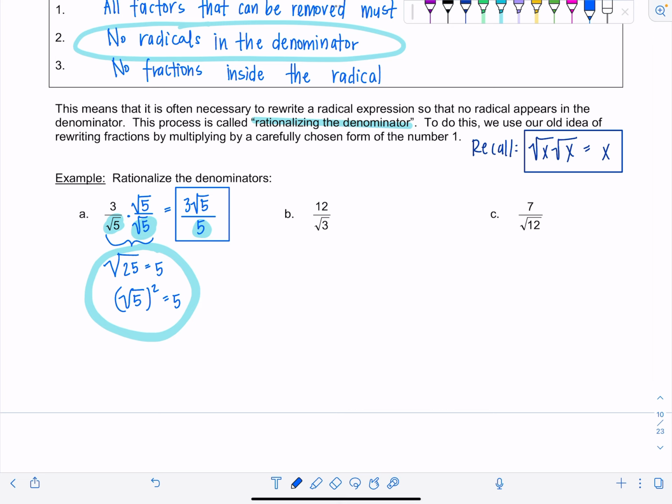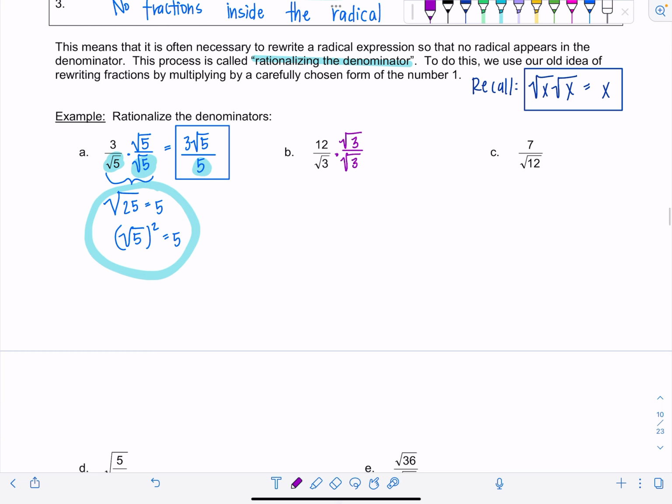Okay, let's look at another. 12 divided by rad 3. So what am I trying to fix in the denominator? I don't want that radical 3, so that's precisely what I multiply by. Rad 3, and then looks like the numerator is going to need to get the same thing. So now we're going to have 12 rad 3 over what's going to be in the denominator? Good, just 3.